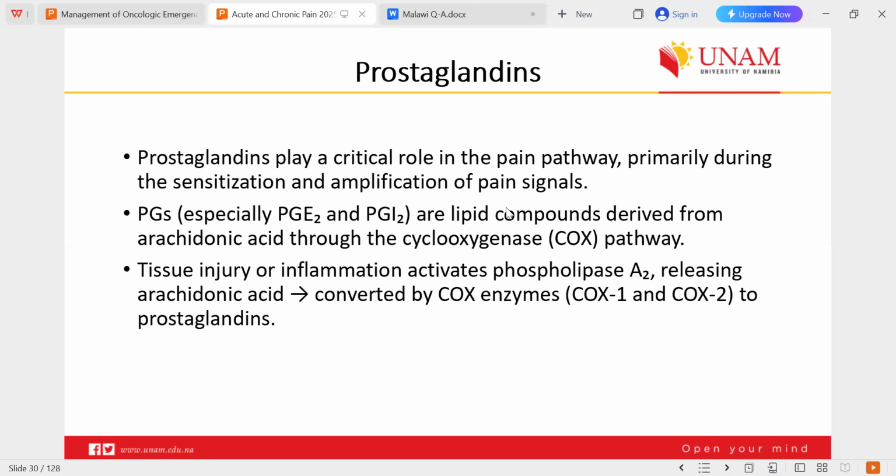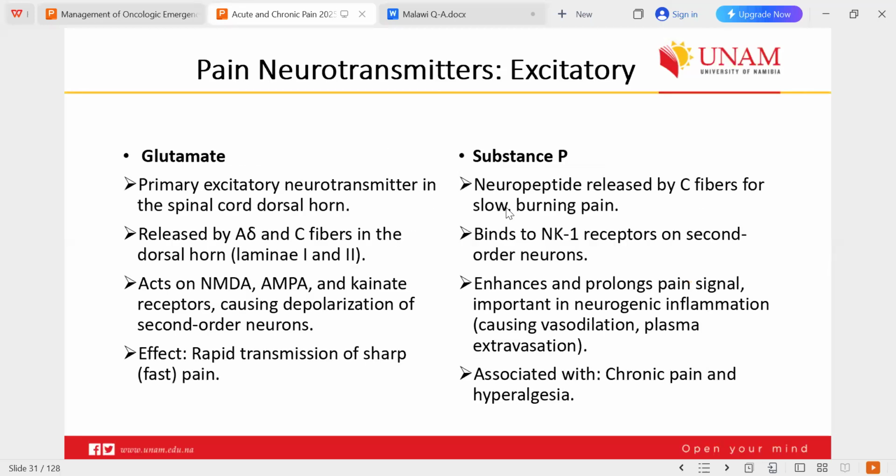When tissue injury or inflammation occurs, this leads to activation of phospholipase A2, which releases arachidonic acid. This arachidonic acid is then converted by two enzymes, COX-1 and COX-2, to prostaglandins. So prostaglandin acts as the peripheral mediator that activates your nociceptors at transduction, if you remember the pain pathway we talked about.